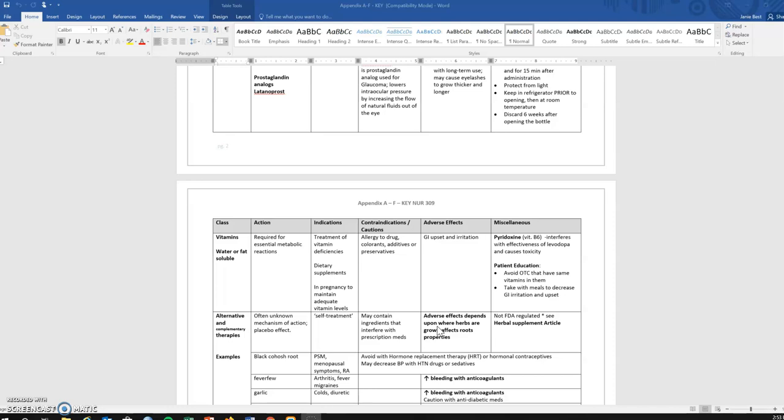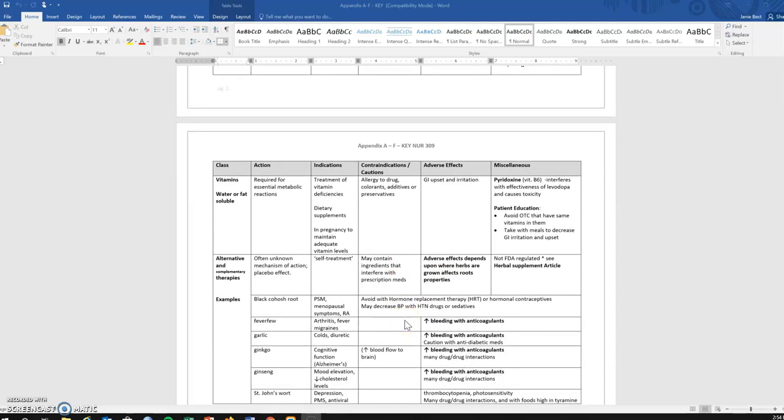Pyridoxine or vitamin B6 interferes with the effectiveness of levodopa and can cause toxicity, and we'll talk about levodopa later in the semester. So just know that some of these vitamins can cause some side effects. And again, patient education is important because if you're choosing a multivitamin and then you're trying to add one specific vitamin with it, you can create an overdose situation. So patients need to be taught to avoid the OTC or over-the-counter drugs that have the same vitamins in them. And if they're having some GI upset, they can take them with their meals, and that helps decrease that.